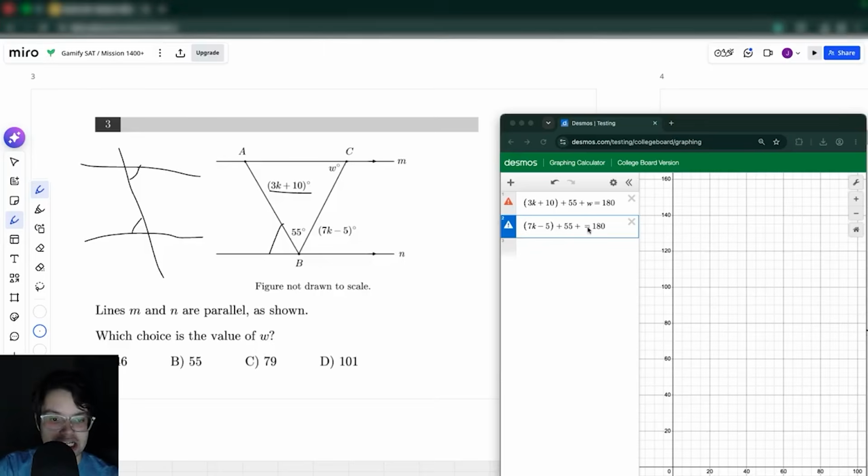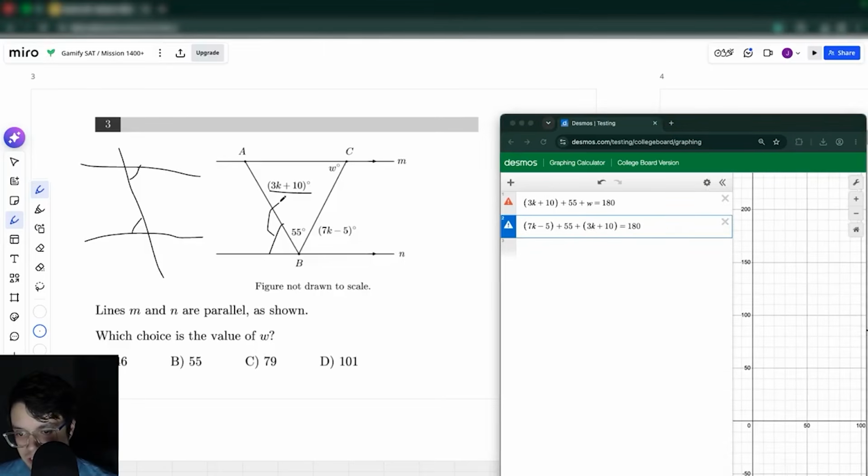So therefore, we can basically just say plus 3k plus 10. That is what this angle is. It's just this exact one. And that must equal 180.